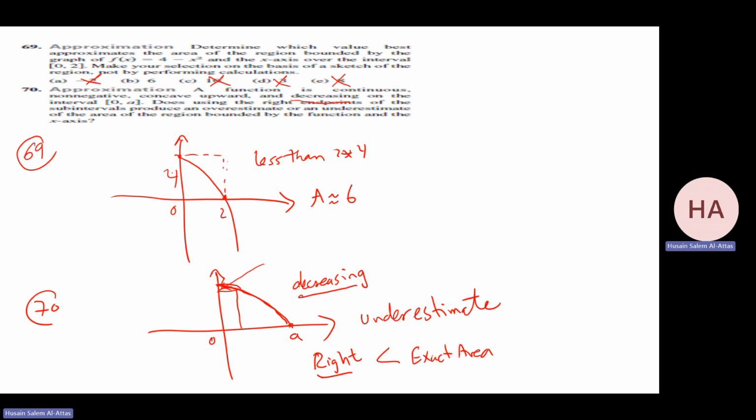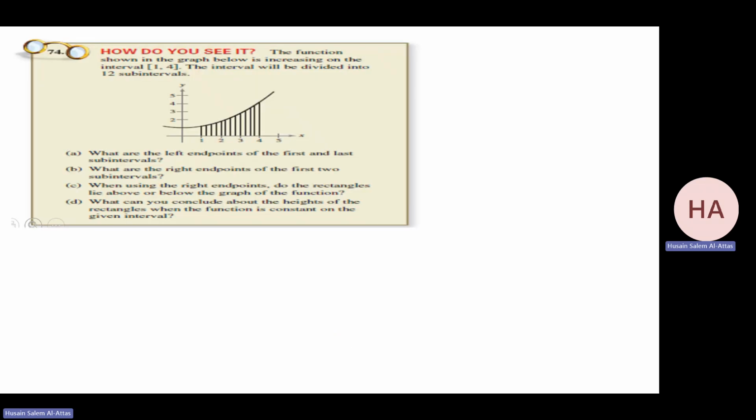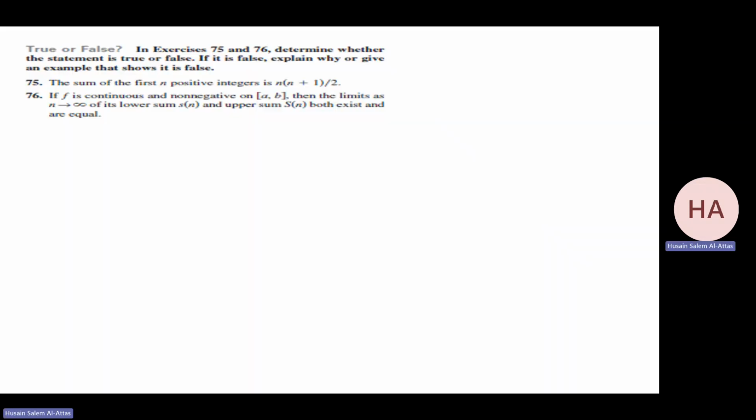If you're using the left, then that will make it an overestimate. You notice the rectangles here are inscribed inside the area, which means the area of these rectangles will be less than the exact area. So you have an underestimate. My estimation is less than the exact area. This is what I mean by underestimate. Okay, and I think we have these two.